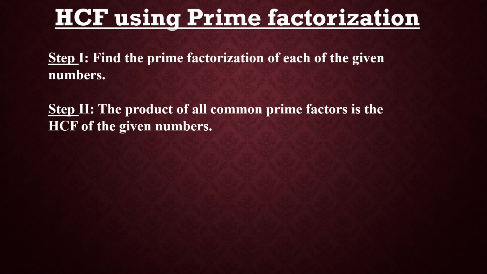The product of all common prime factors is the HCF of the given numbers. So first, we have to find the prime factorization for each number. Then we have to pick the common factors. Then those common factors need to be multiplied, which will give us the HCF.